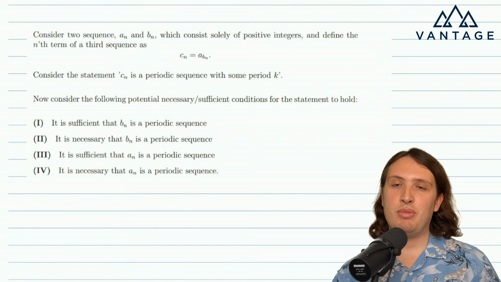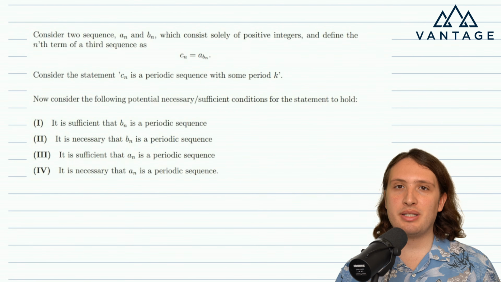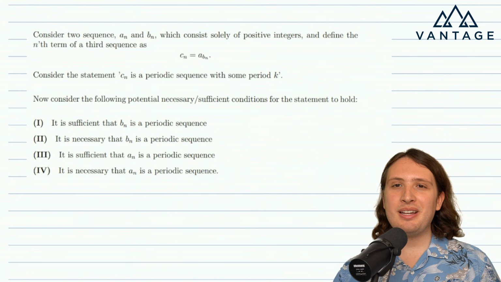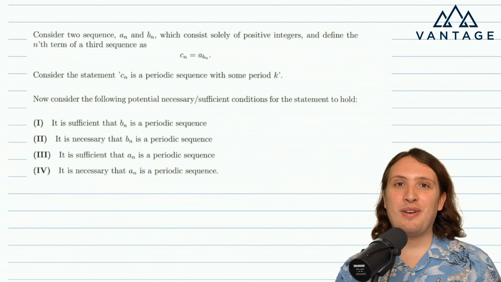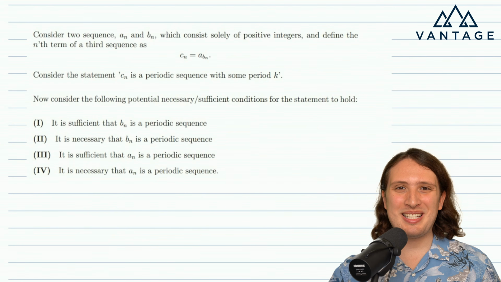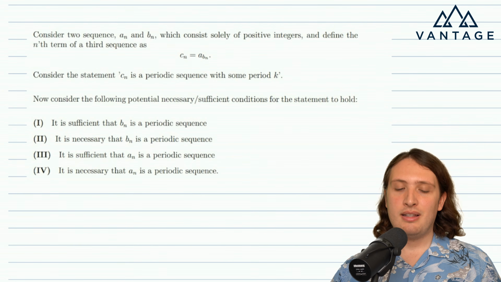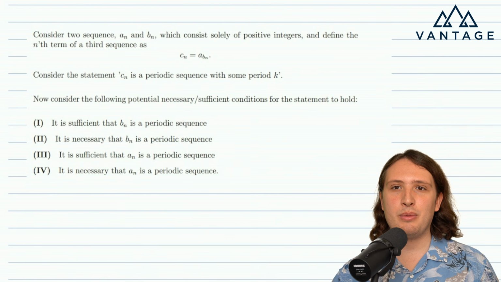Let's consider another example. So in this problem, we're thinking about two sequences, A and B, which consist solely of positive integers. And we define the third sequence as A of B of n. So in other words, to find the nth term of the sequence C, you take the nth term of the sequence B, and that tells you which term in the sequence A to look at. So for example, if the fifth term in B is an 11, then the fifth term in C is A11, so you look at the 11th term in the A sequence.